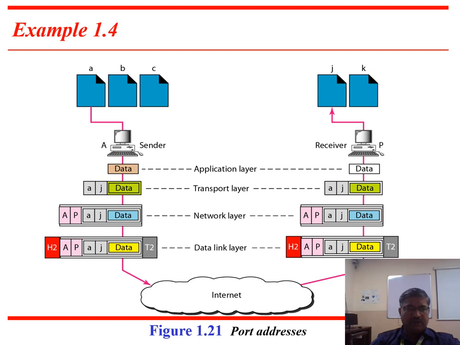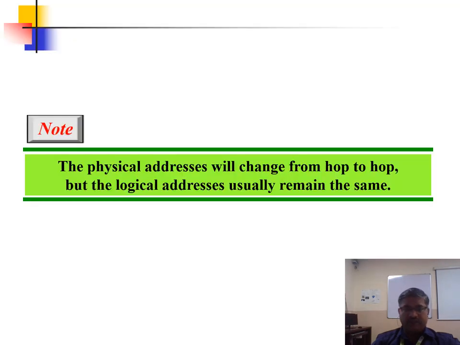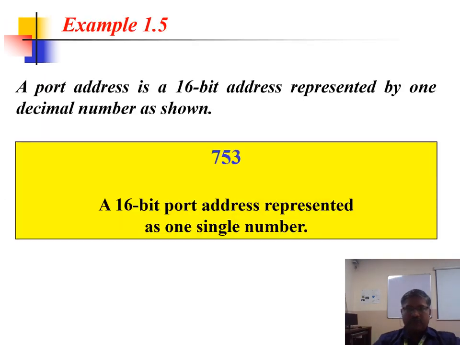Note that the physical address changes from hop to hop. Logical and port addresses remain the same from the source to destination. The physical address will change from hop to hop, while the logical address stays the same. Here you can see the port address. It is a 16-bit address represented by one decimal number, as shown, 753.